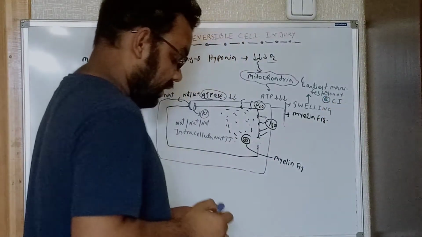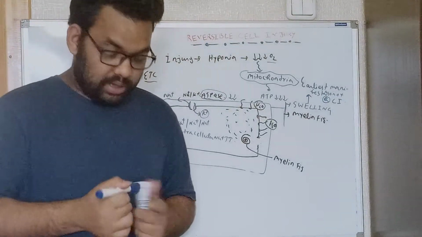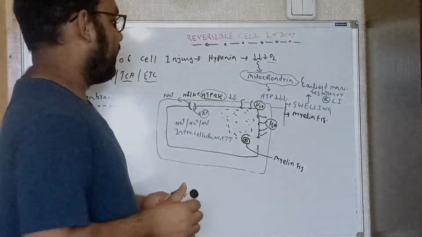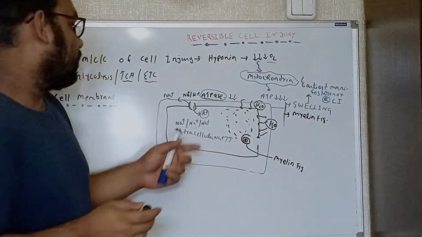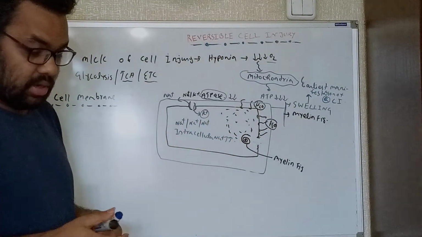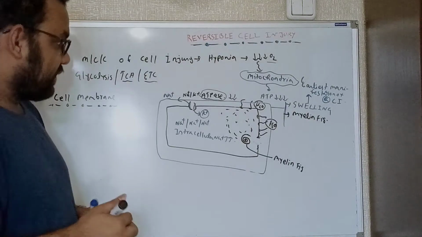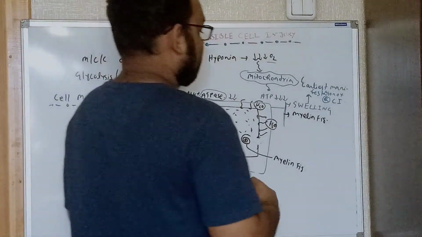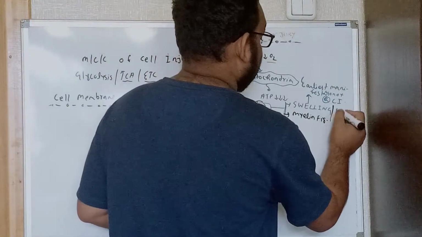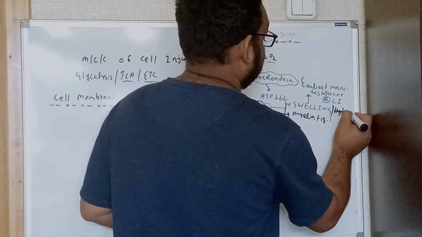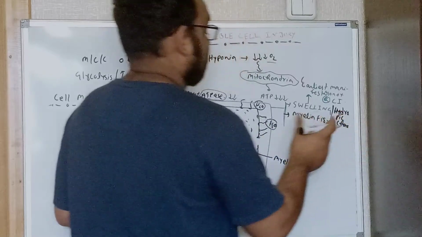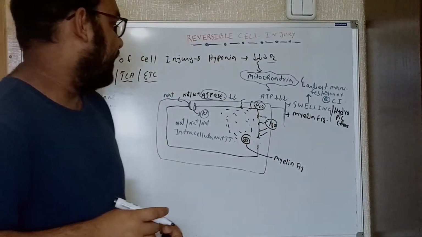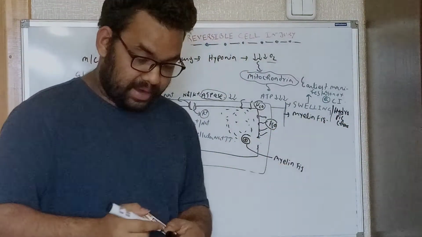Reversible cell injury. Now another term for it: the water molecules are coming within the cell, so as a result the cell is going to swell up. Another name for it is hydropic change. So first we got the cellular swelling, or hydropic change. Second, as I already said, we can get the myelin figure.